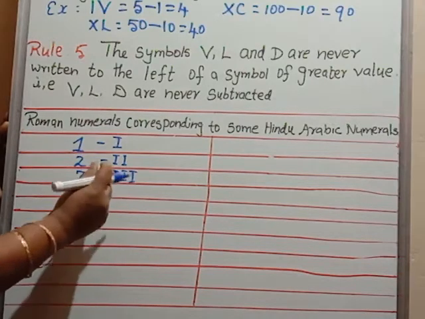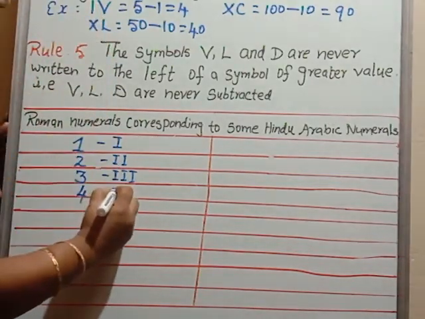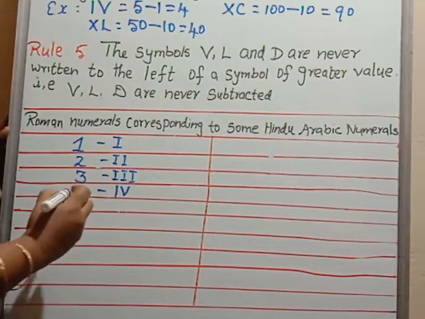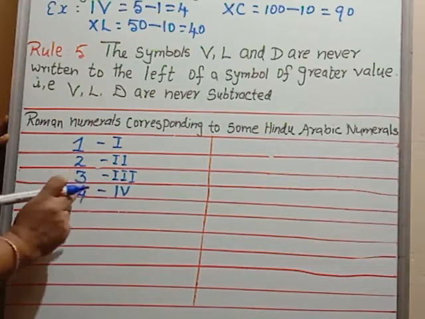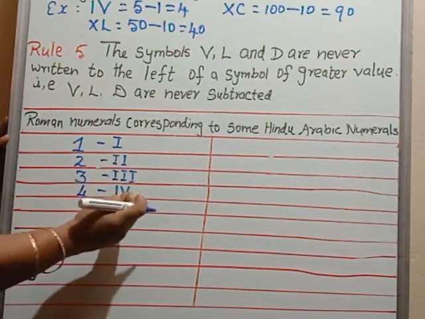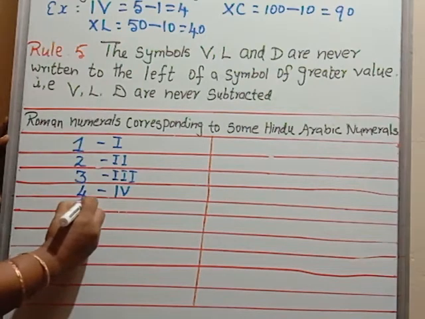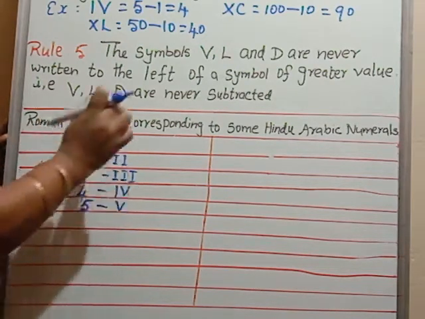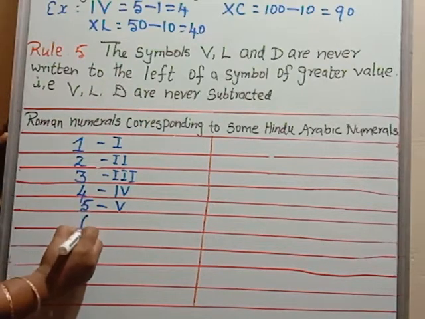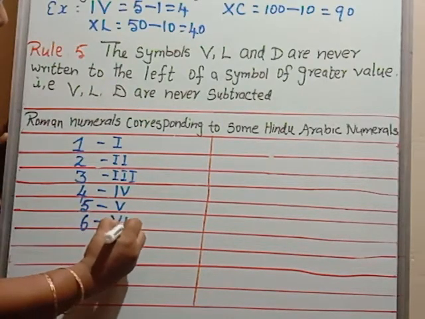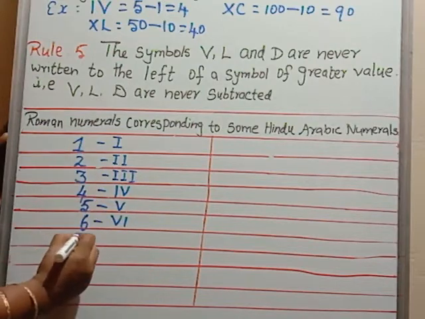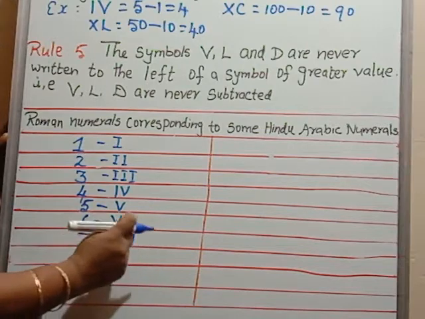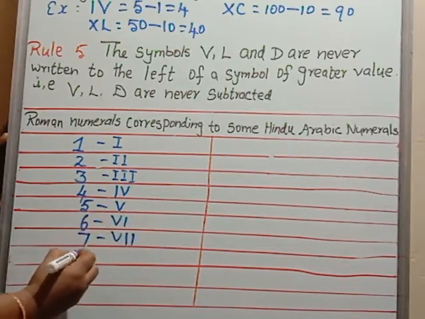Now, 4. We are applying this rule 4. The smaller symbol should come on the left side of the greater symbol. So, there is no separate symbol for 4. So, we are subtracting the smaller symbol from the greater symbol. 5. There is already a standard symbol for 5. Now, 6. VI. We are adding 5 plus 1, 6. What is 7? VII. We are adding 2 ones with 5. So, it will become 7.